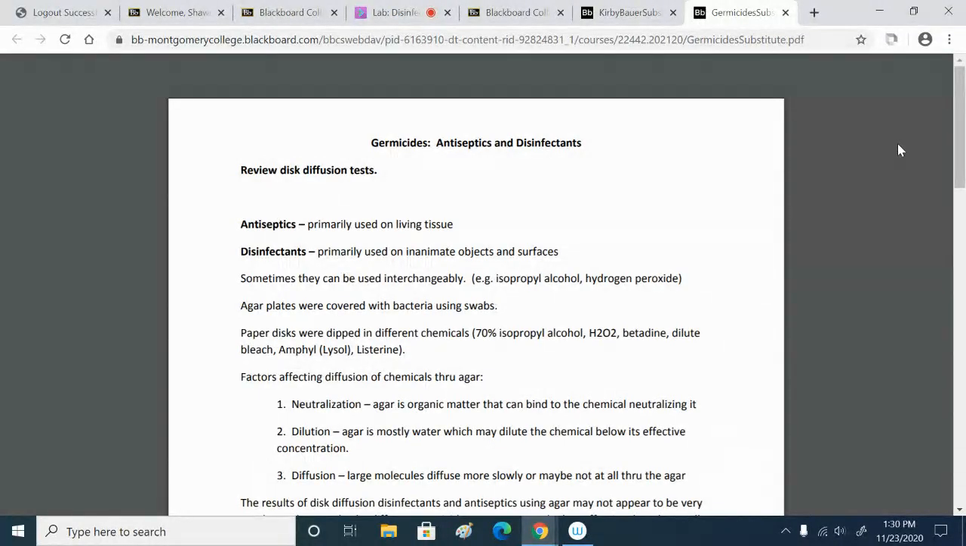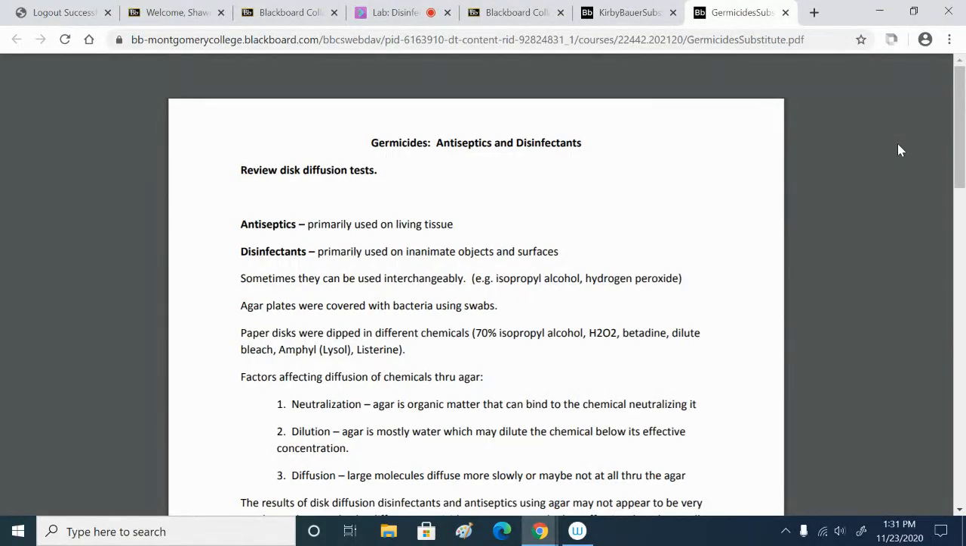So we have 6 different chemicals that we're going to test. 70% isopropyl alcohol, also known as rubbing alcohol, hydrogen peroxide, betadine, which is iodine, dilute bleach, and amphyl, which is what we use in the lab. If you go to the store, it's Lysol that you buy, and Listerine. So you would dip your sterile disc into the chemical and then apply that disc to the agar surface.